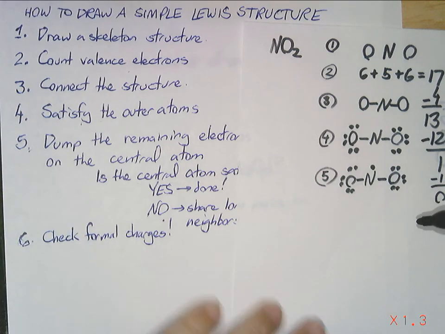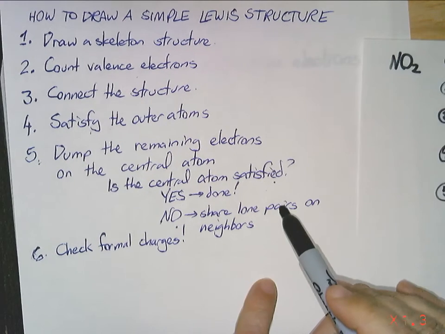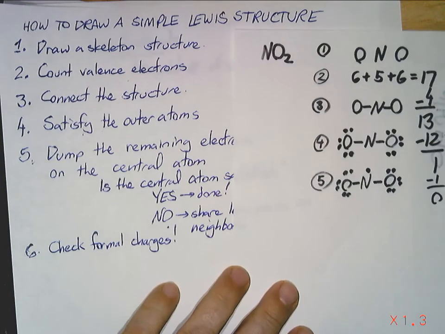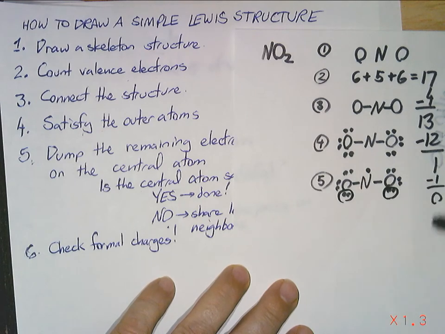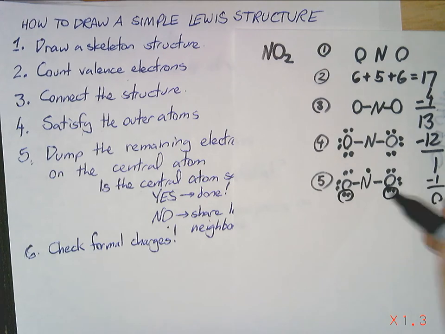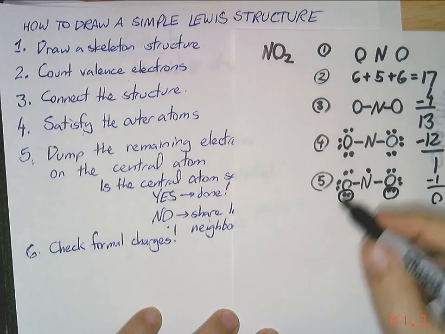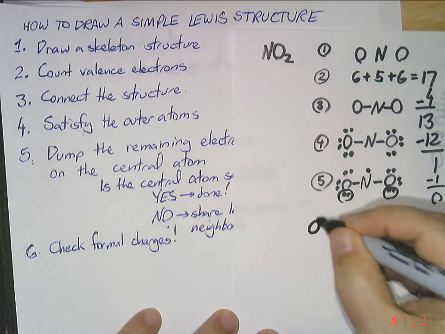What can I do to give it some more? Well, I can share lone pairs with the neighbor. If it's not satisfied, the central atom at this point, I'll look at sharing lone pairs. Now I could share a lone pair from this side, or I could share it from this side. But notice if I'm sharing lone pairs, I'm still not going to be able to bring it up to 8. The closest I'm going to be able to get it is 7. And that's as good as I can do. So let's try that. Let's try it on this side. If I try sharing the lone pairs on this side, I'm going to get a structure that looks like this.